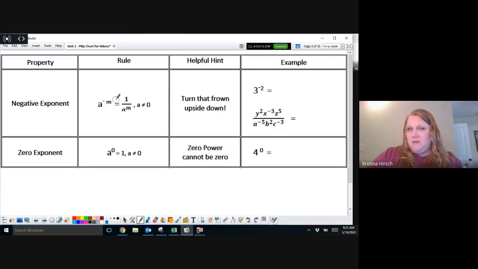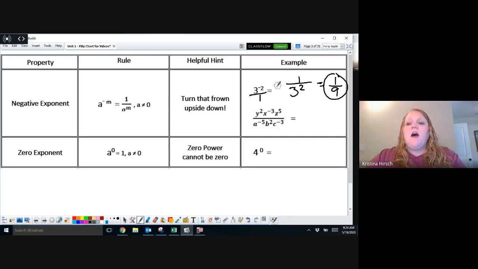So you flip and you turn that frown upside down and make it happy. That's what you're going to hear me refer to. I'm going to say, is it happy? Is it not happy? In this example right here, you have 3 to the negative 2 power. Well, it's not happy, so we're going to flip it. But remember that this is technically over 1, right? So when we flip it, we have 1 over 3 to the positive 2 power. So I flipped it, and it became positive. And then 3 squared is 9, so 1 over 9.